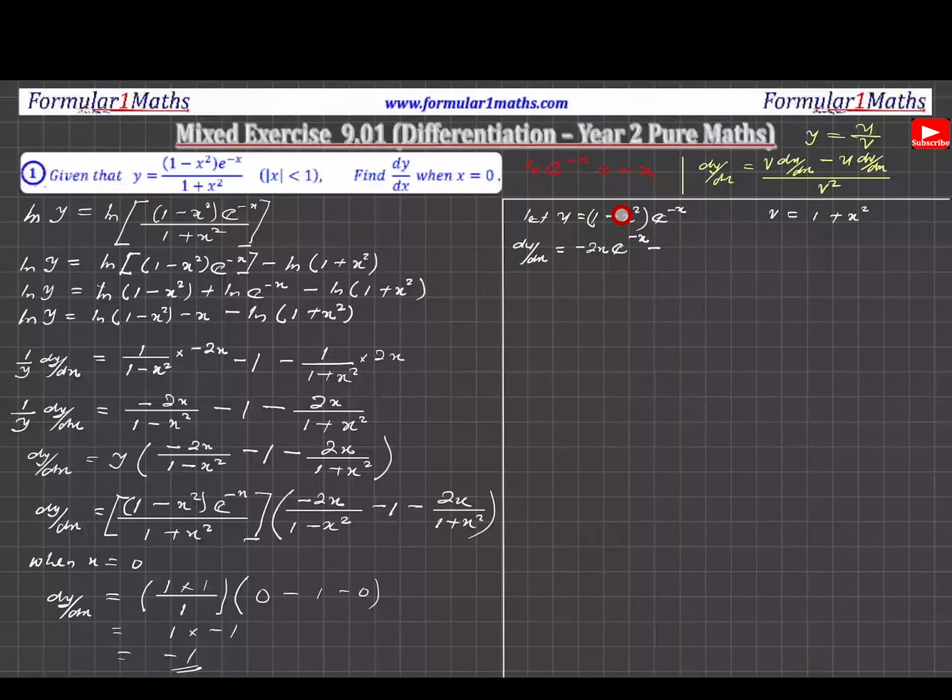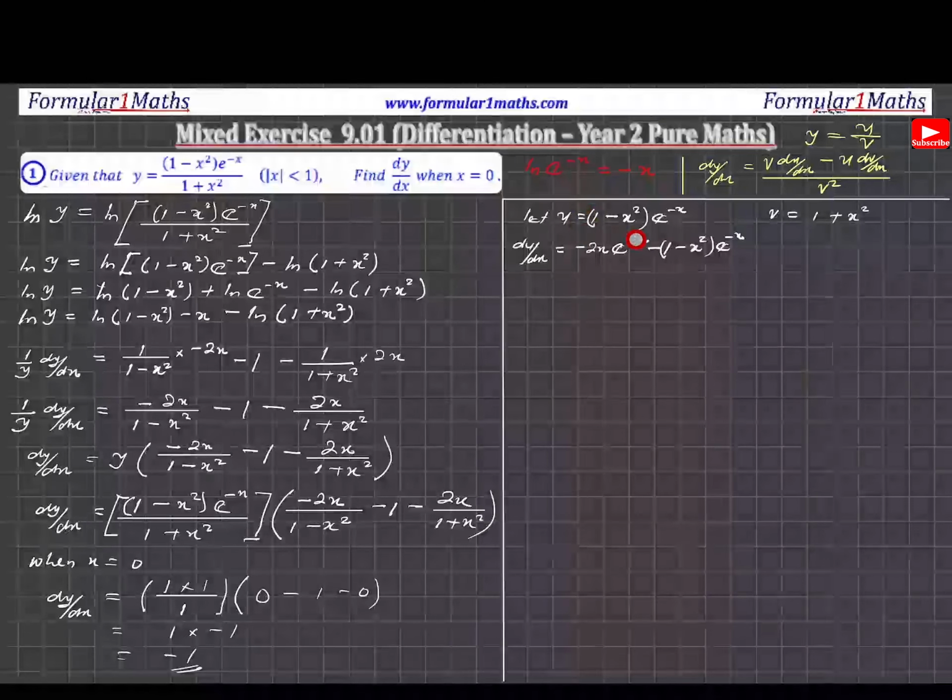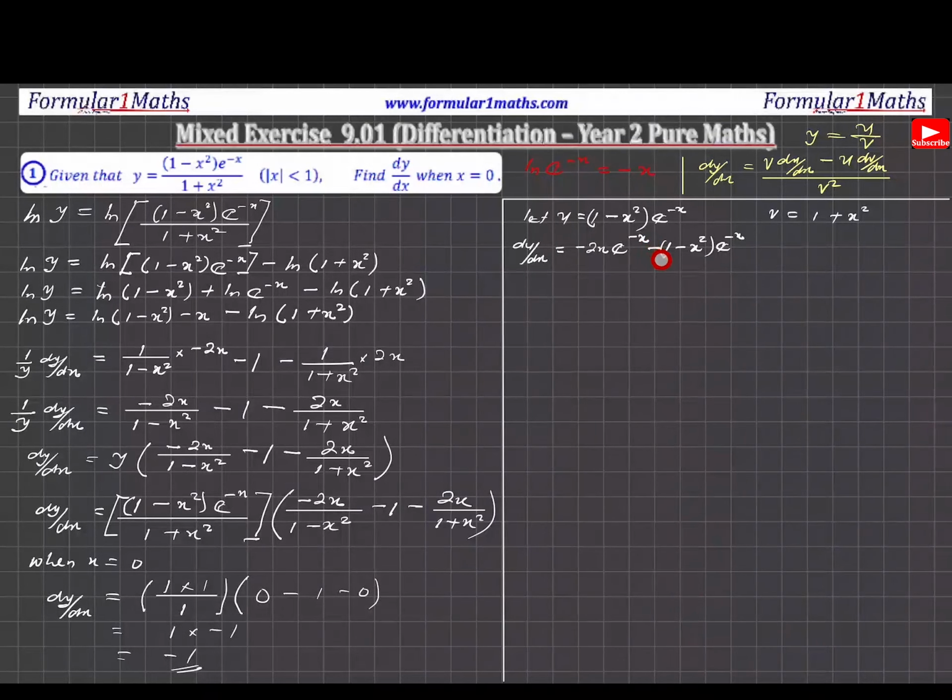Then I'll keep this constant and differentiate e to the power minus x. So that will be 1 minus x squared, all in brackets, times the differentiation of that. That will be e to the power minus x. And this is negative because when you differentiate e to the power minus x, you get minus e to the power minus x. And that's why this is negative, because I'm using the product rule here.